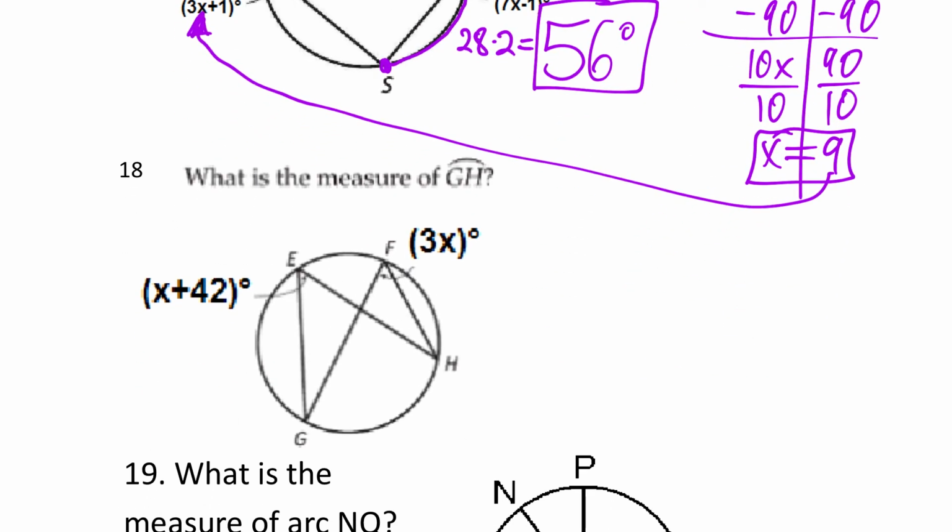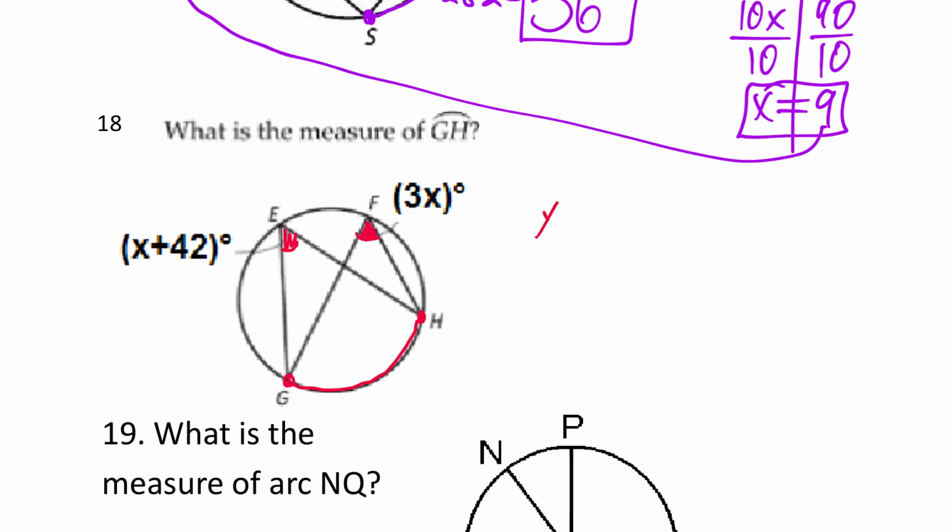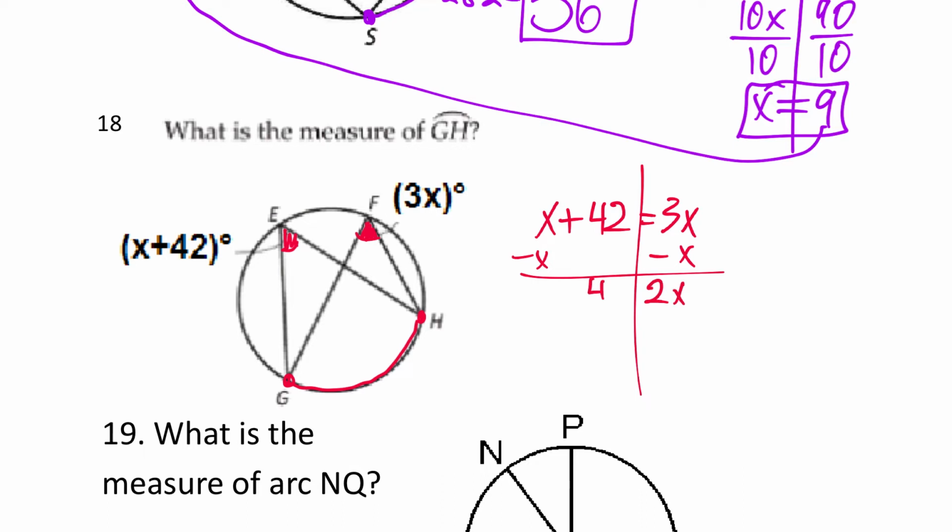Okay, number 18. What's the measure of GH? So I'm looking for this arc right here. What do I know about these two angles right here? They're congruent. So we're going to set them equal, solve for x. I'm going to subtract x on both sides. 2x equals 42, divided by 2, x equals 21.